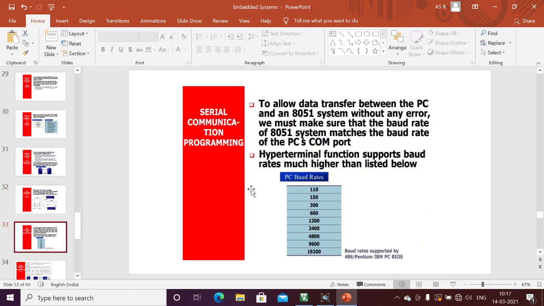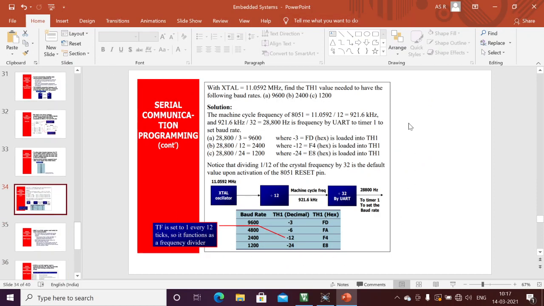And here we'll discuss the standard baud rates. 110 is a baud rate, and 150, 300, 600, 1200, 2400, 4800, 9600 is the universal standard, and 19200 is also one of the universal standards. If I want to communicate with the PC, we should always set one of these baud rates, but usually we are using the 9600 baud rate, and we'll see how we are going to calculate the baud rate in our serial communication.